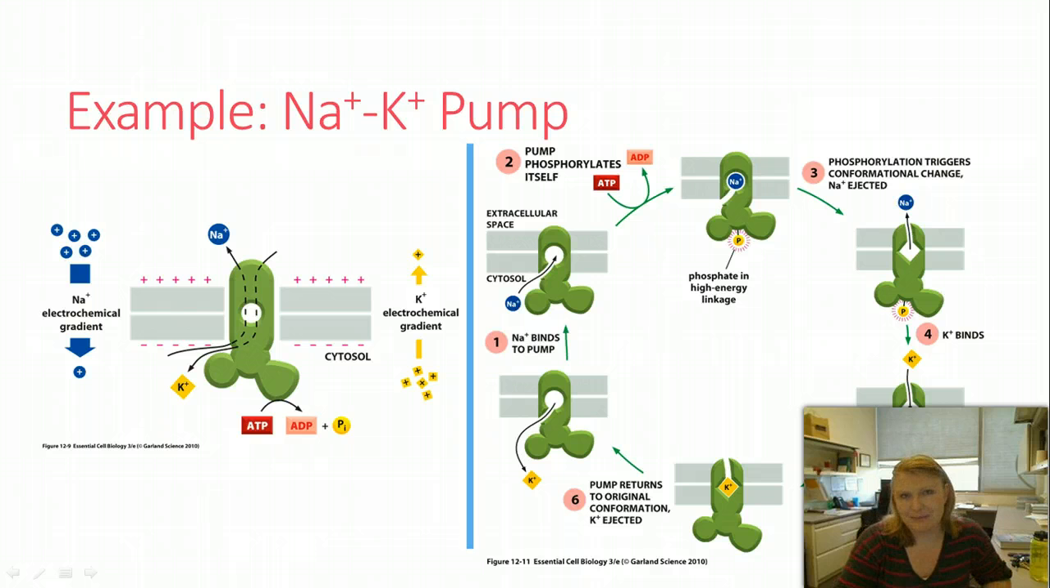This pump is a major component and a major energy user of the cell. It uses about 30% of all the ATP the cell makes, trying to maintain this osmotic balance. So let's take a look at that.